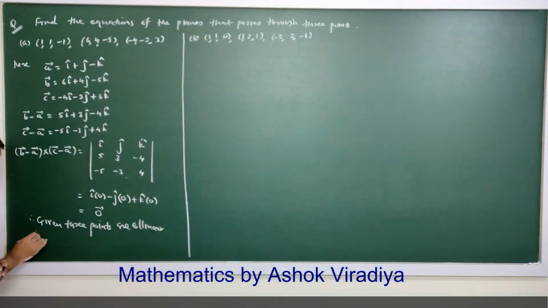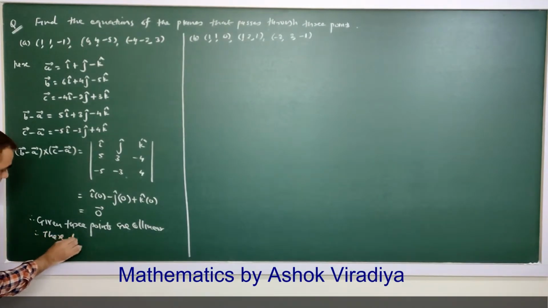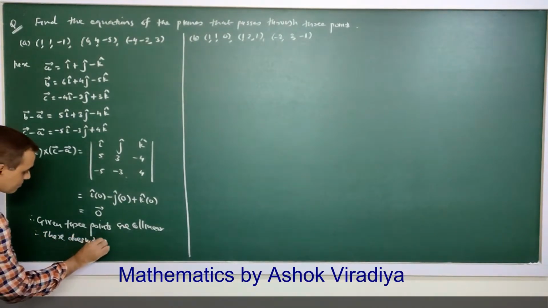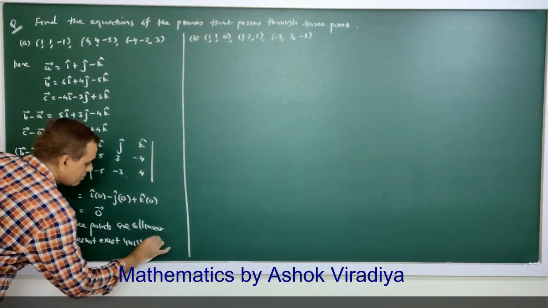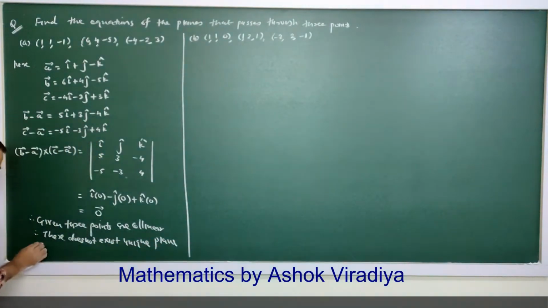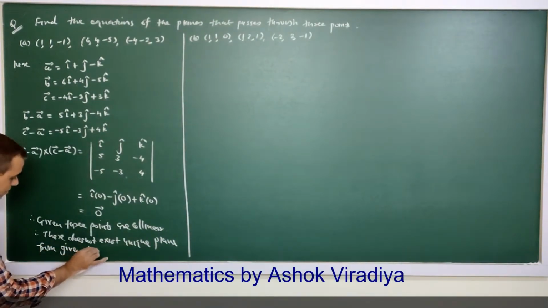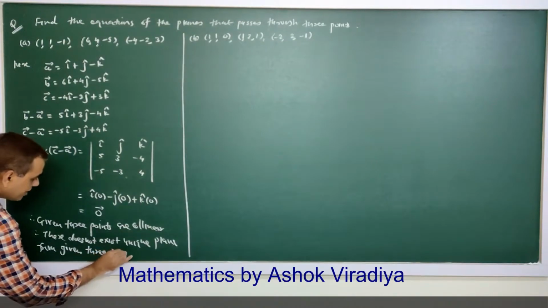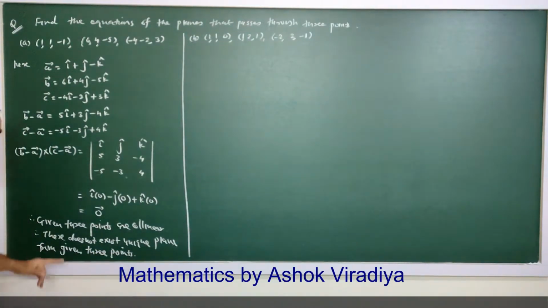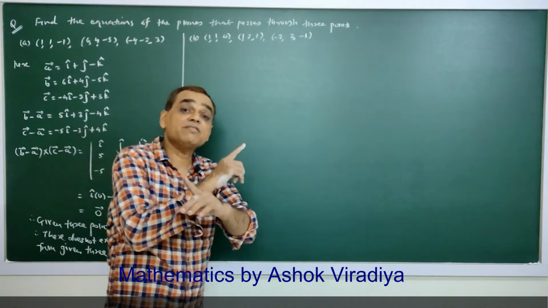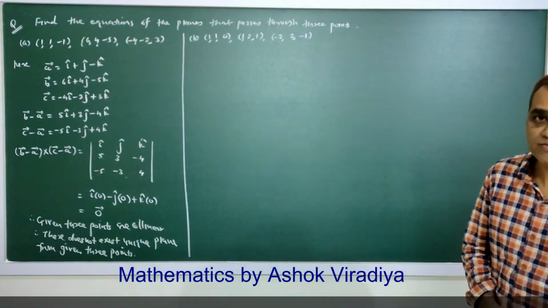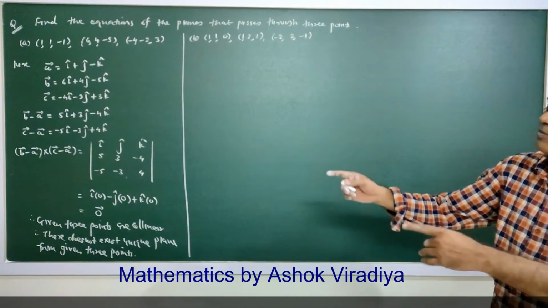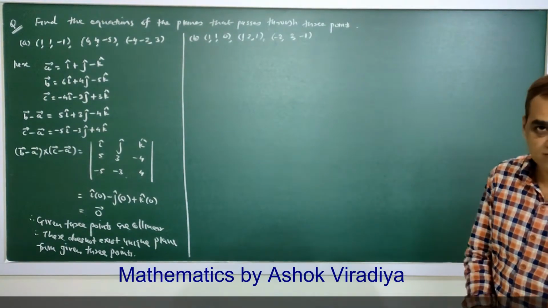Therefore there does not exist a unique plane from the given 3 points. That means there are infinitely many planes passing through these 3 points. So because no unique plane exists, the equation is not possible.